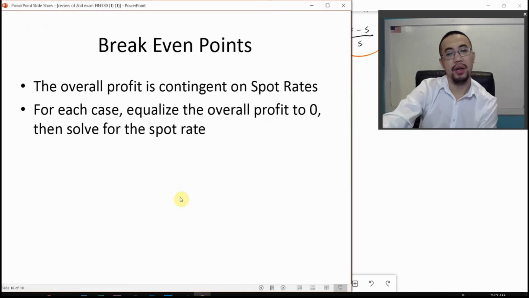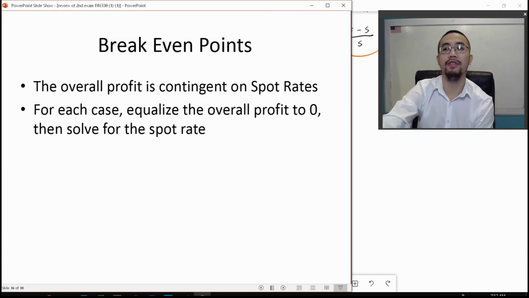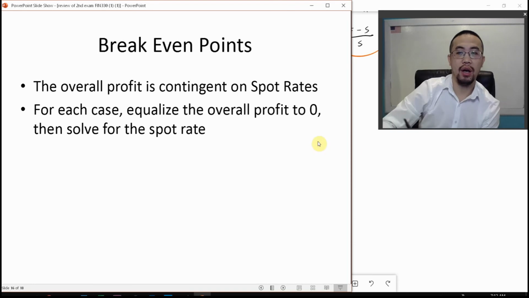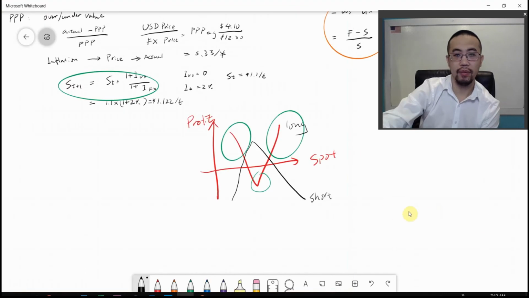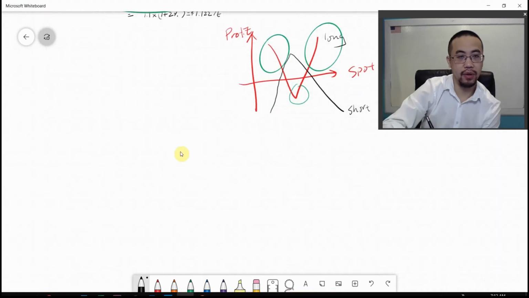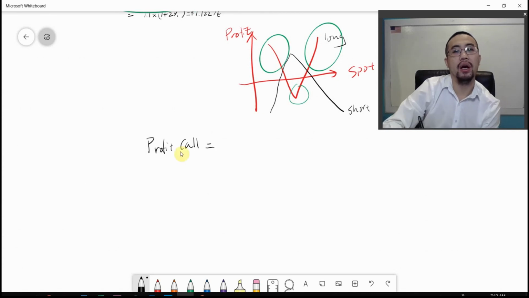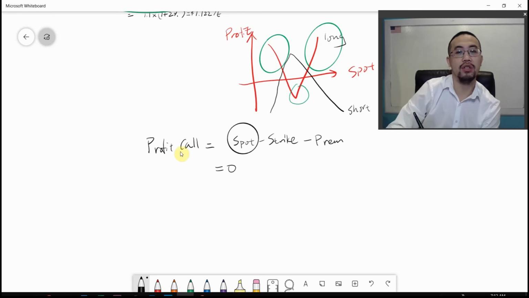Okay, and how to calculate the break even? You should first write the formula for the profit of a position. For the call option, your profit is the spot minus strike, because strike is what you pay for, minus the premium. Okay, so you set it equal to 0, then you solve for the spot.